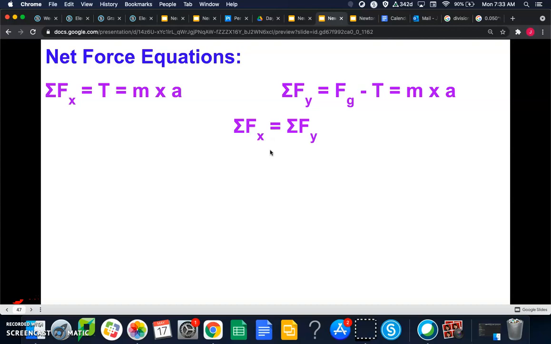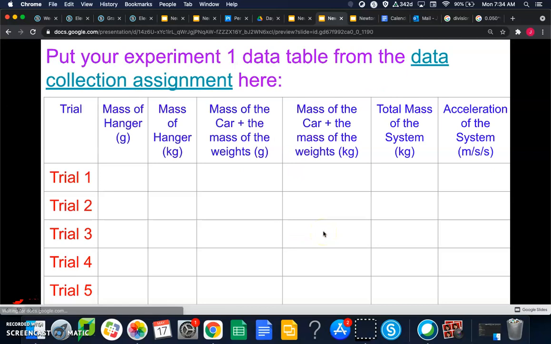Okay? So, because that's true, we can set our tension, that's our sum of forces in the x direction, equal to the force of gravity minus the tension. That's our sum of forces in the y direction. Right? These both equal mass times acceleration. These both equal the net force, so they must be equal to each other. So I'm just taking this value, the tension, setting it equal to the force of gravity minus the tension. And then we also just need to remember that force of gravity can be calculated from mass times gravity.